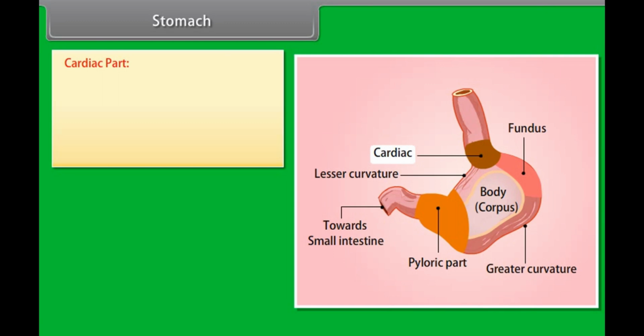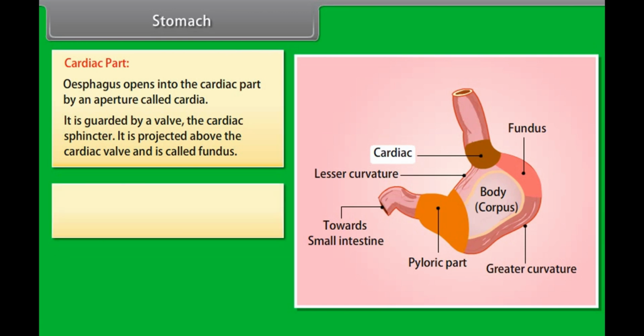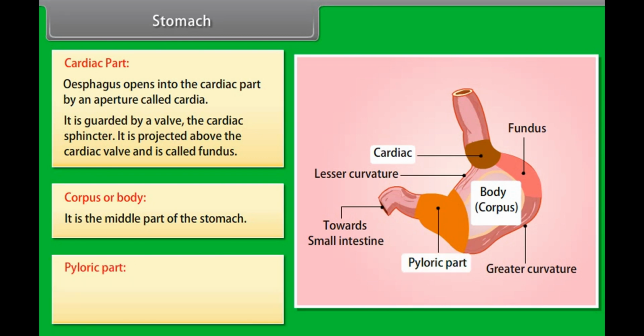Cardiac part. The esophagus opens into the cardiac part by an aperture called the cardia. It is guarded by a valve, the cardiac sphincter. The part projected above the cardiac valve is called the fundus. Corpus or body. It is the middle part of the stomach. Pyloric part. It is the lower part of the stomach which opens into the small intestine.